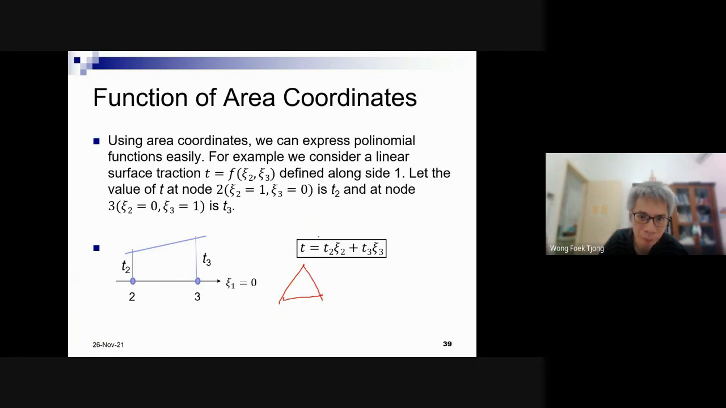element, let's say this is 1, 2, and 3. This is side 2, 3. Okay, I draw here side 2, 3. So this is side 2, 3. This is the side where C1 is equal to 0. Okay, the side where C1 equals 0, right?